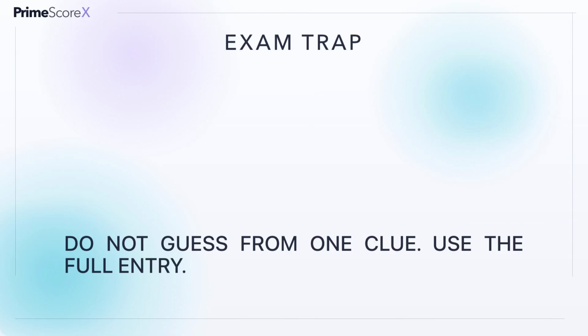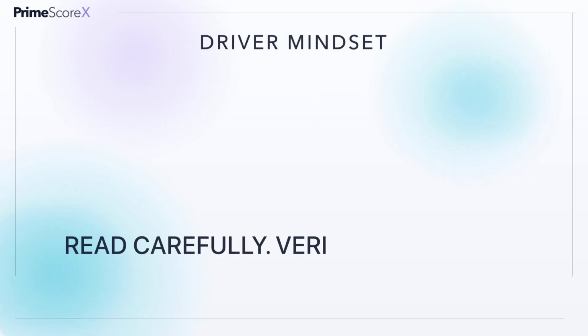A test trap is to focus on only one clue and ignore the rest. The name, ID number, class, packing group, and required communication all work together. If a question asks what information is needed or how a material is identified, think in terms of the complete HazMat entry, not one random detail.